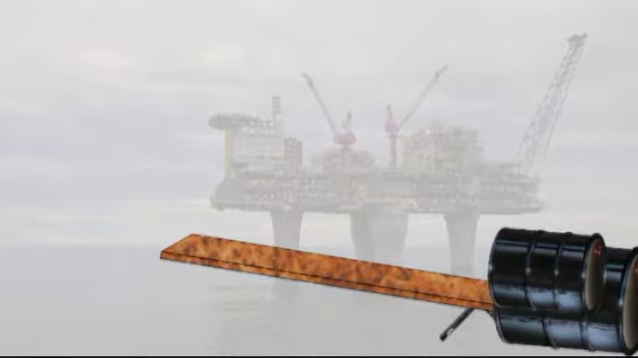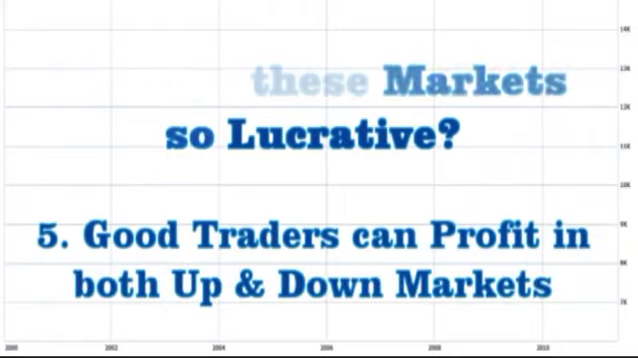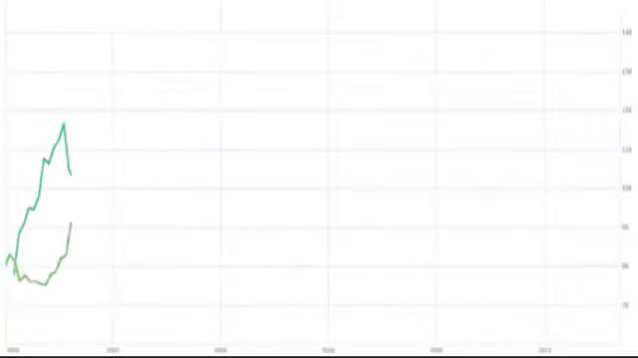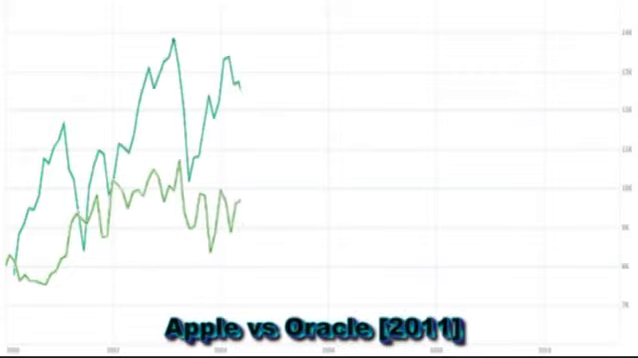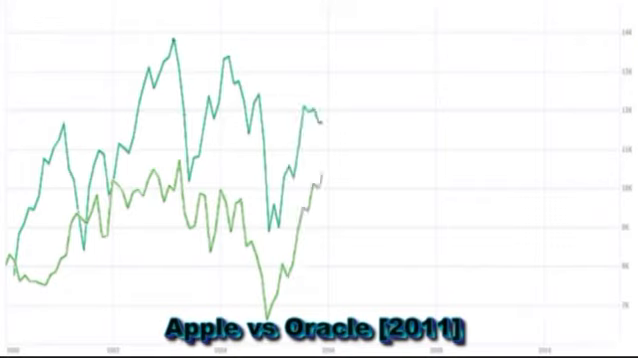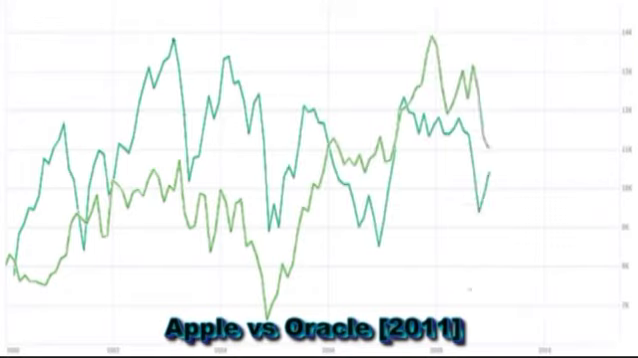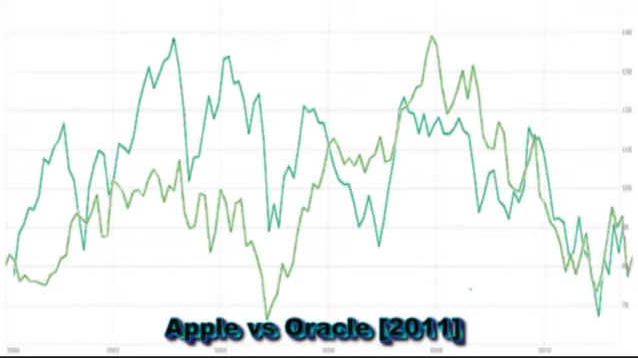5. Successful expert traders can make profits in both up and down markets. In traditional stocks, the market generally goes up or down as a whole. Microsoft stock usually doesn't go up when Apple goes down. They tend to move up or down together, depending on the economy and the industry. The ability to make successful trades in both up and down markets doubles the potential profits an investor can make.